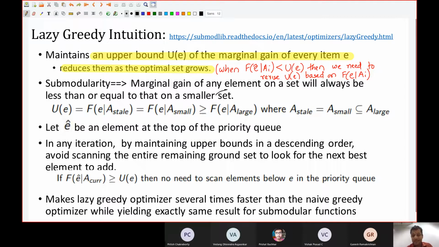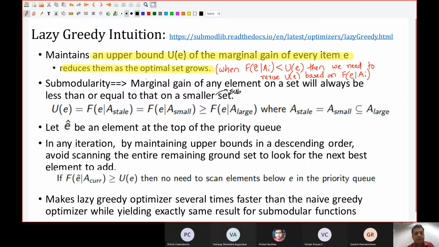And we are growing, right? It's not an arbitrary set. It's a smaller subset. Should have made it subset. So UE, suppose we make this. UE is the f of E given some previous A. So A stale is a previous A. I call it stale, some previous A, I don't know which.